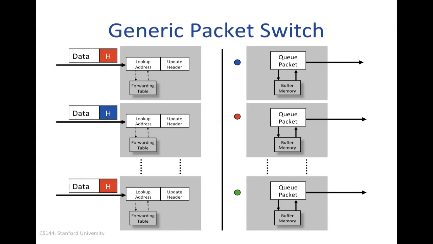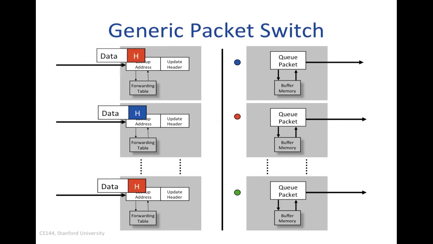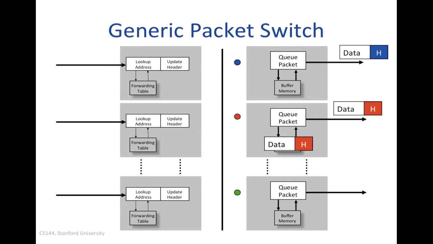In this case, we've got 2 red packets that are going to contend for the same output. So what we'll need to do is we can send the blue one to its output. We can send one of the red ones all the way through to its output. But because we can only send one packet at a time, the other red packet is going to have to wait in the buffer memory until the first one is gone. Once it's gone, this one can go on its way. So this is sort of the generic structure of a packet switch.